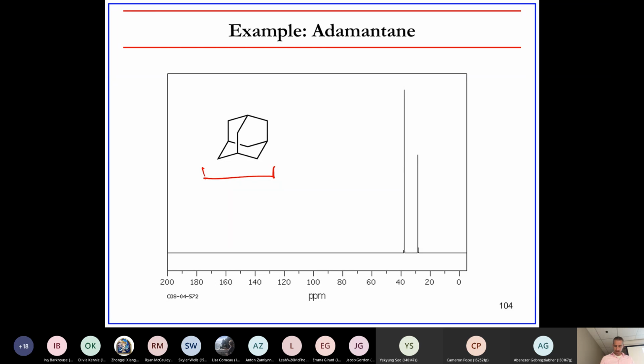This compound, by the way, has two kinds of carbon. It's got the ones that are CH2s, and then it's got the ones that are CHs. Lots of symmetry in this one too. Typically, the ones we give you will be less complex than adamantane.